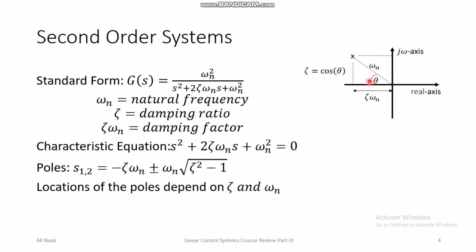So from this angle you can determine the value of zeta for the second order system, and from this vector you can determine the value of omega n. For second order systems, usually this length and this angle are important in terms of control design, because we want to achieve a certain angle and a certain horizontal distance of the pole from the j omega axis. So these quantities are important. It is important to understand how zeta and omega n are related to the location of the pole in the complex plane for second order systems.